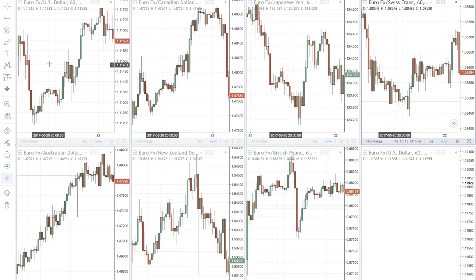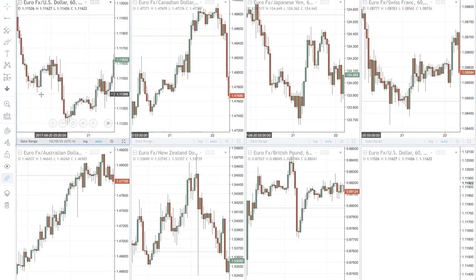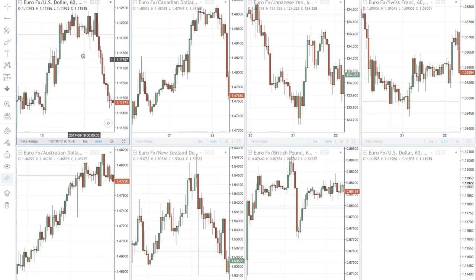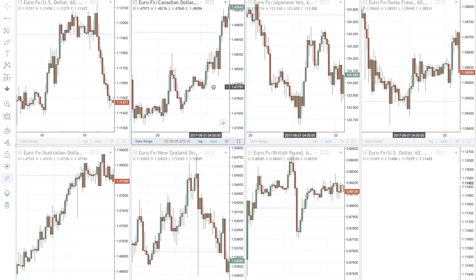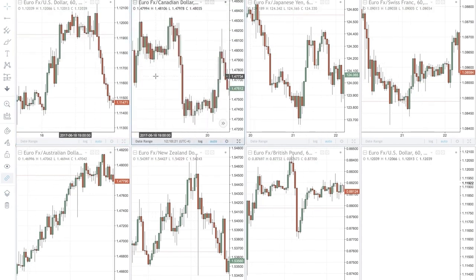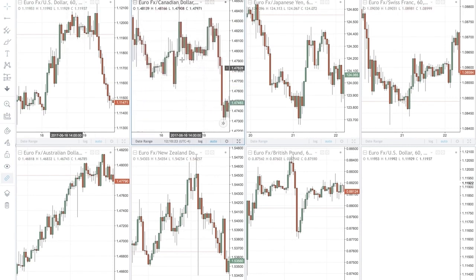Okay, so Euro USD, this was slightly before. Where is it? It's up here. Let's move Euro CAD up in that area too. Where are we? Right here. Look at this. It's sitting above SNR.